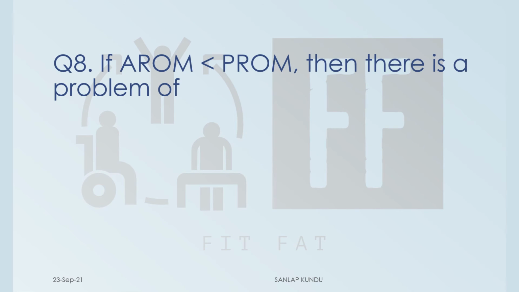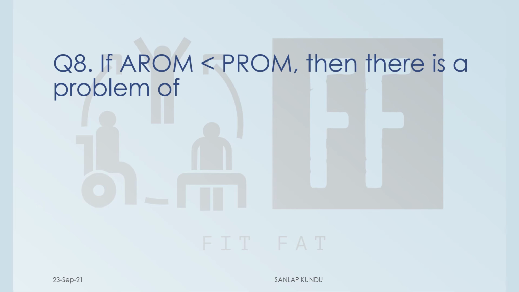Question number 8. If active range of motion is less than passive range of motion, then there is a problem of. Okay, so first, what is active range of motion? Right, so active range of motion is the arc of motion attained by the subject during any unassisted voluntary joint motion. So here the subject performs the range of motion by himself.